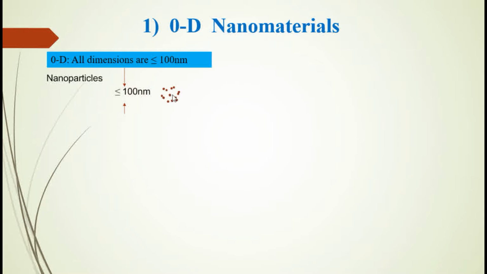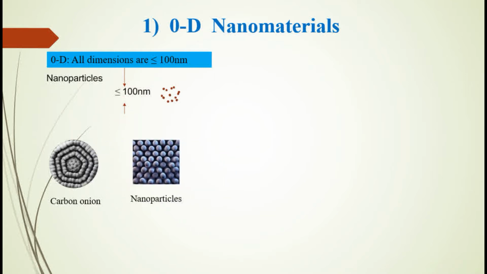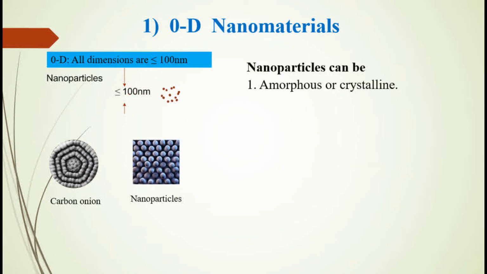So we have seen here the particles which are confined in all the directions, in x direction, y direction, and z direction. That means if we compress a material in all the dimensions, we will get this type of structure. These are the nanoparticles. So when you see the example for these zero-dimensional nanomaterials, one is the carbon nanoparticles. So what are the properties of nanoparticles?